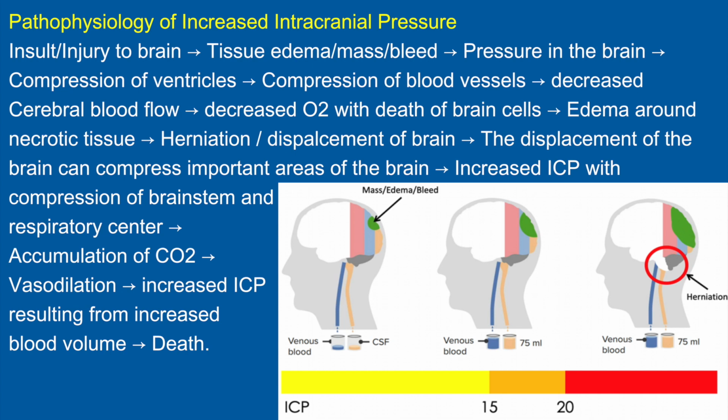All of these can lead to swelling and edema, which will eventually, if not treated, lead to herniation or displacement of the brain. The displacement of the brain can compress important areas of the brain like the brainstem. Increased ICP with compression of the brainstem and the respiratory center causes accumulation of carbon dioxide. To remove excess carbon dioxide, the body tries to dilate the blood vessels. Vasodilation causes more increased ICP resulting from increased blood volume. Finally, the patient may die due to increased ICP.